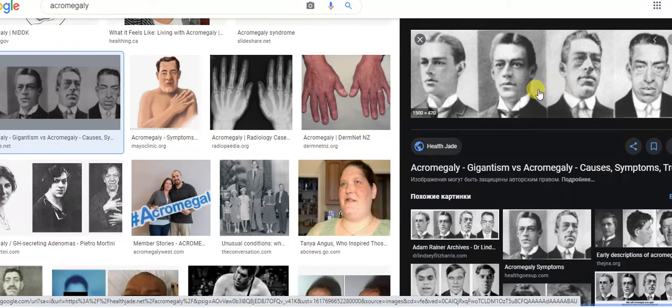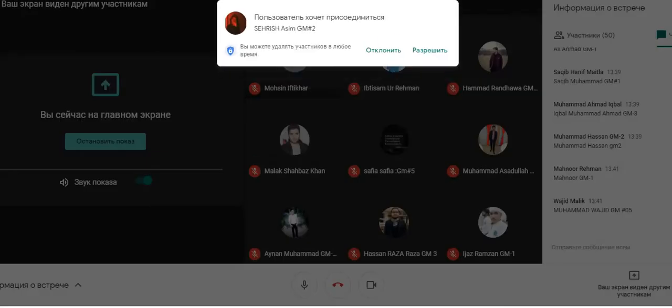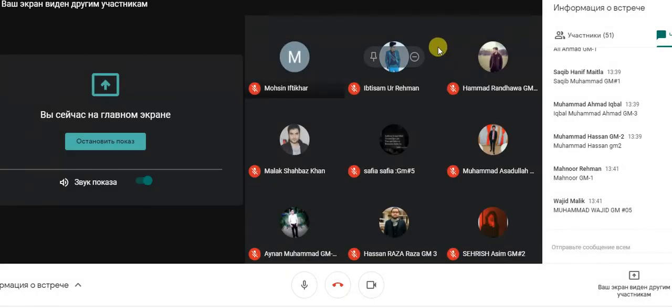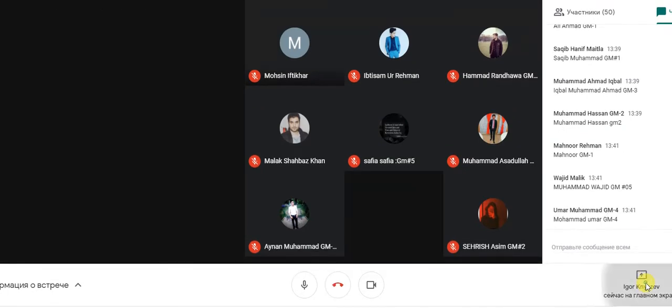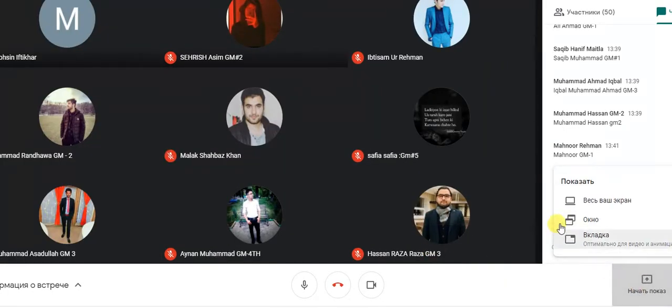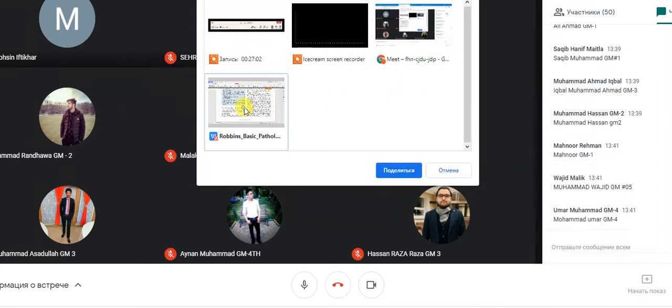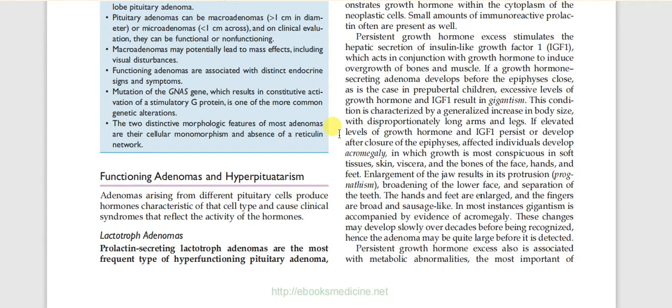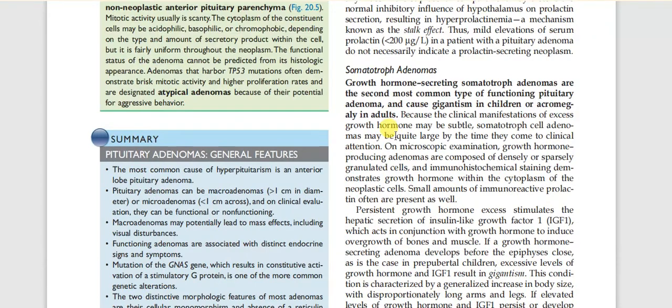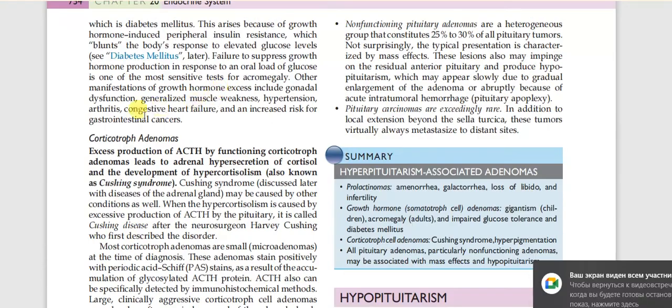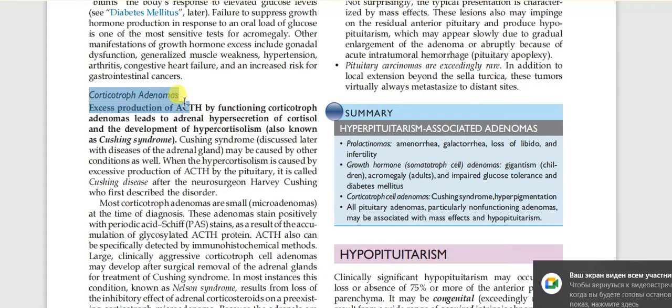If a person from childhood has gigantism and production of growth hormone continues in the later period, it leads to acromegalic features in this person too. Okay. Let me show another picture. So these are somatotroph adenomas.